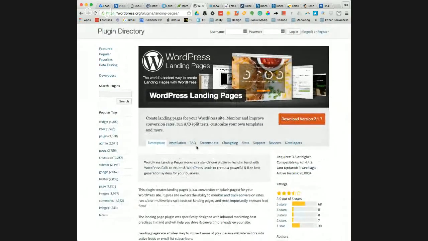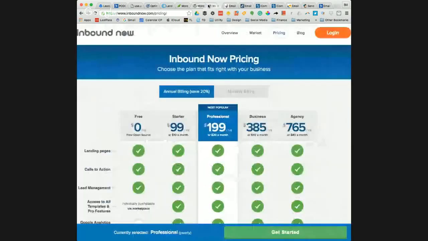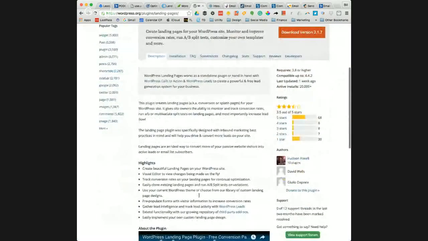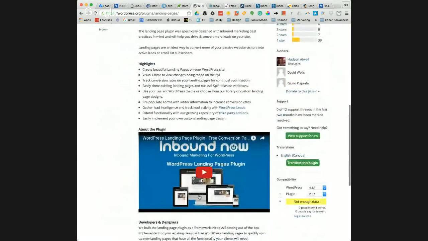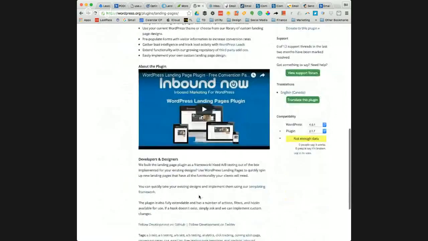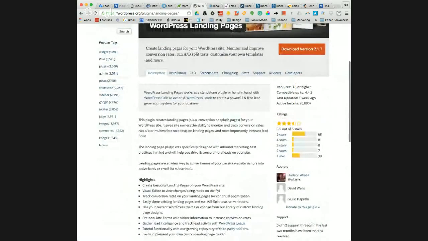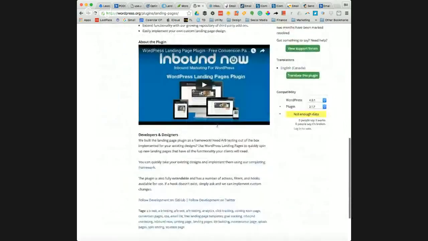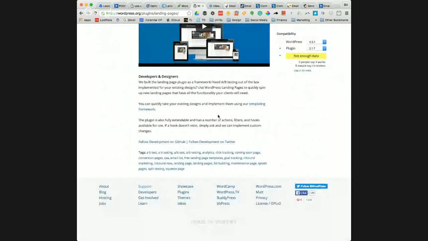Now we have this WordPress landing pages in the middle of it, but Inbound Now. Yeah, well, they offer a free product, which is landing pages, but the free plugin comes on Inbound Now. And they offer a lot. They offer free plugins that are totally free, that offer a lot of functionality.